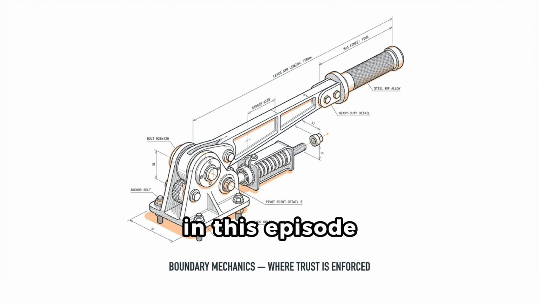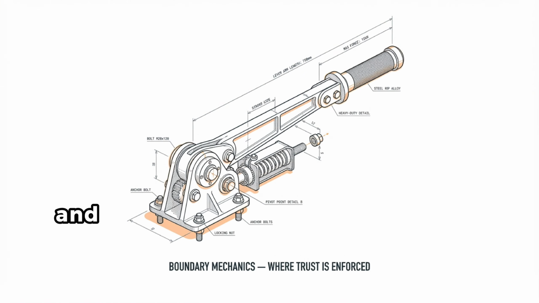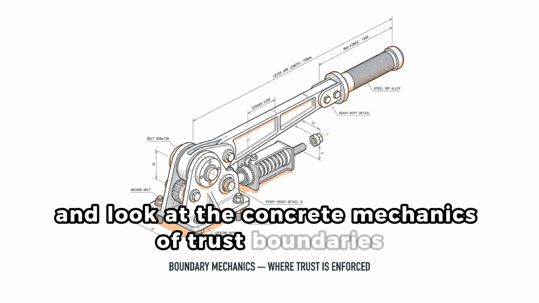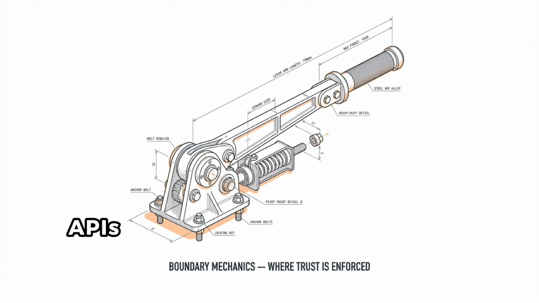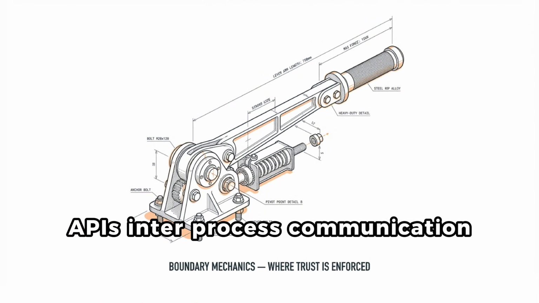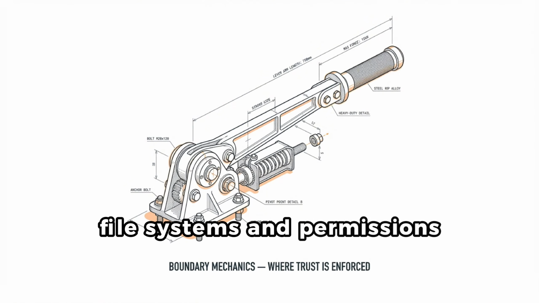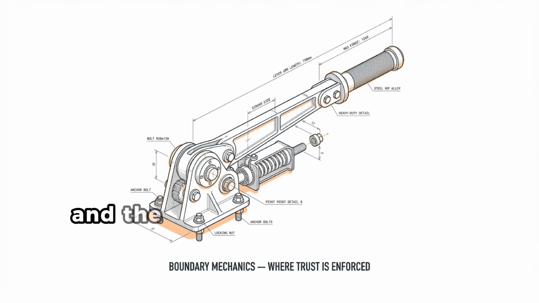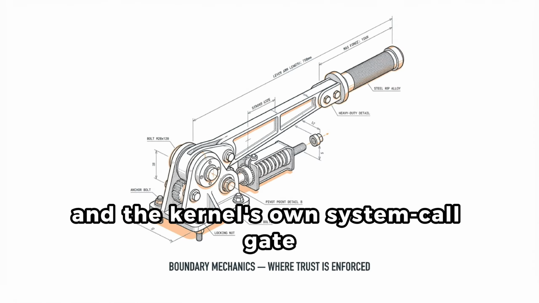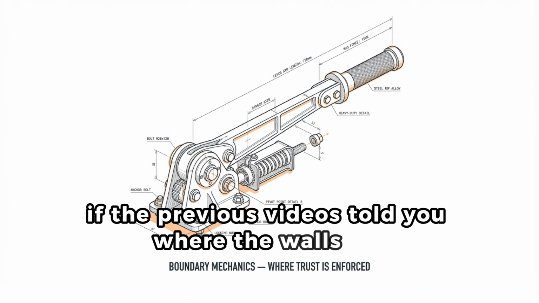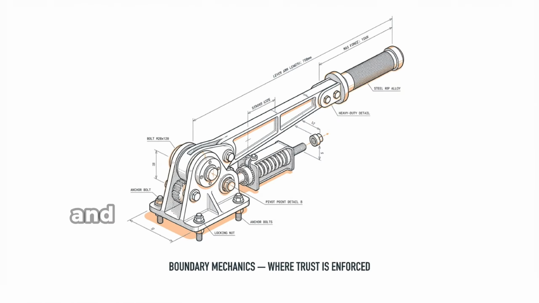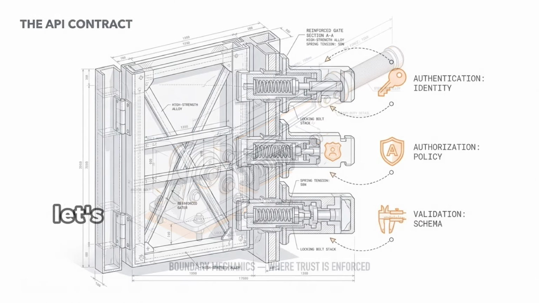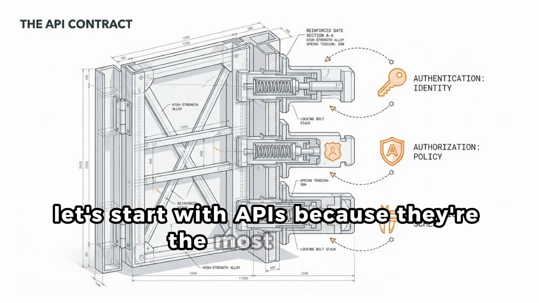In this episode, we're going to pull back the curtain and look at the concrete mechanics of trust boundaries, the places you actually enforce trust: APIs, inter-process communication, file systems and permissions, containers and VMs, and the kernel's own system call gate. If the previous videos told you where the walls are, this one tells you what the doors look like, what locks they use, and how to make them harder to pick. Let's start with APIs, because they're the most obvious.